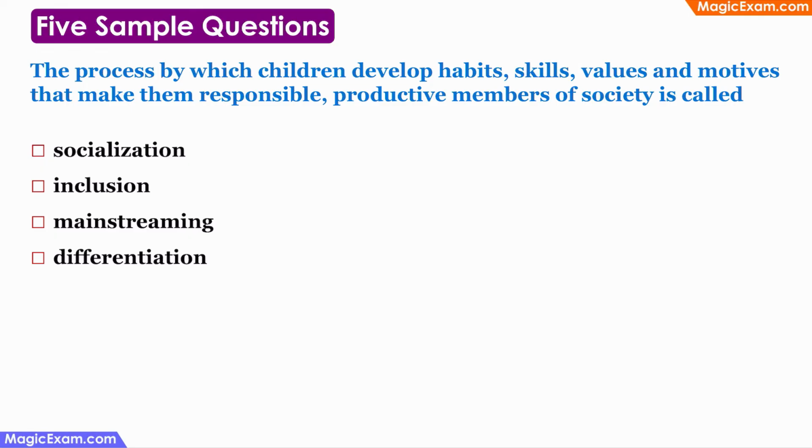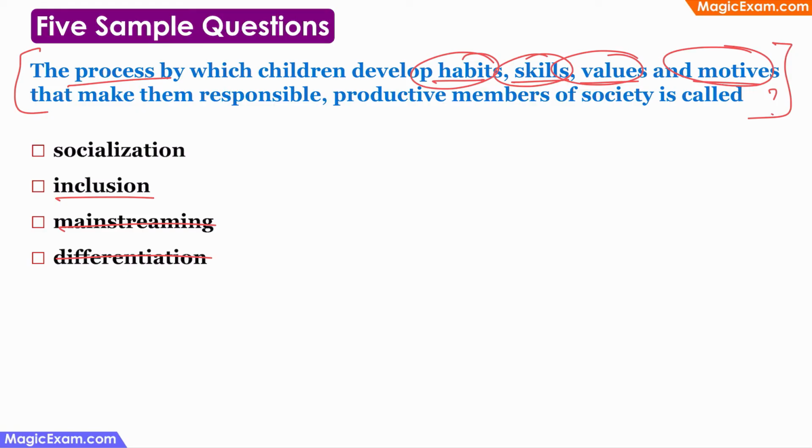The process by which children develop habits, skills, values, and motives which makes them responsible, productive members of the society is called which of the following? Now, what we are talking about here is one of the definitions of socialization. It is not inclusion, it is not mainstreaming, and it is not differentiation. So the correct answer, whereby the process by which children develop all the habits and the skills and the values and the motives that they require to function in a particular society, to live in a particular society, is nothing but socialization.